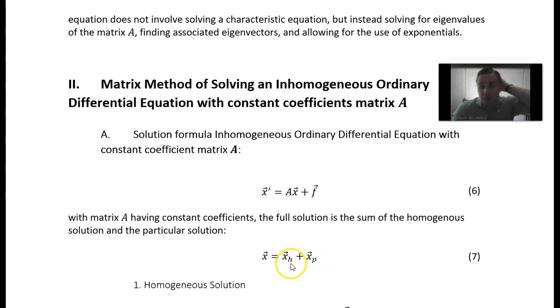And by the way, the subscript h and the subscript p will be used throughout this problem for homogeneous and particular. What do I mean by homogeneous?